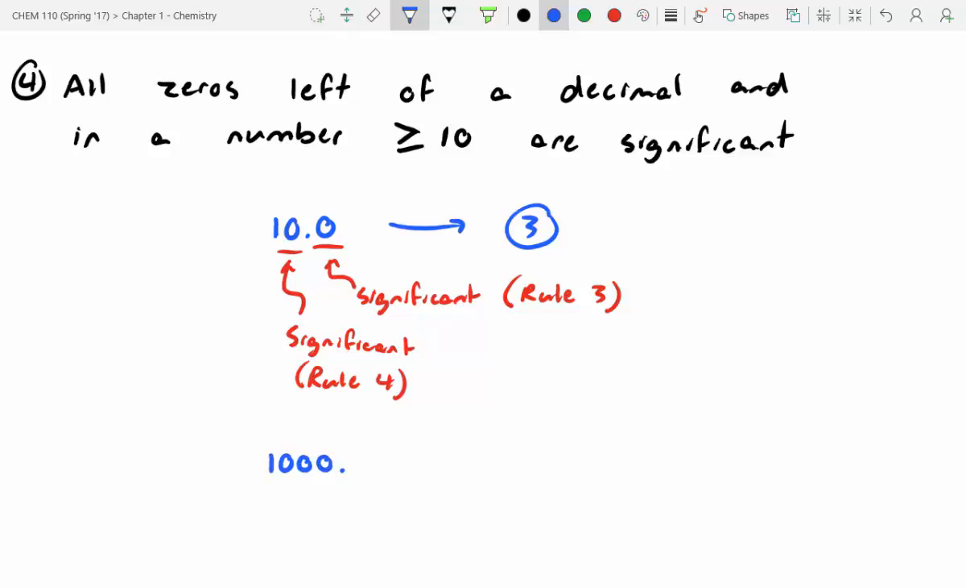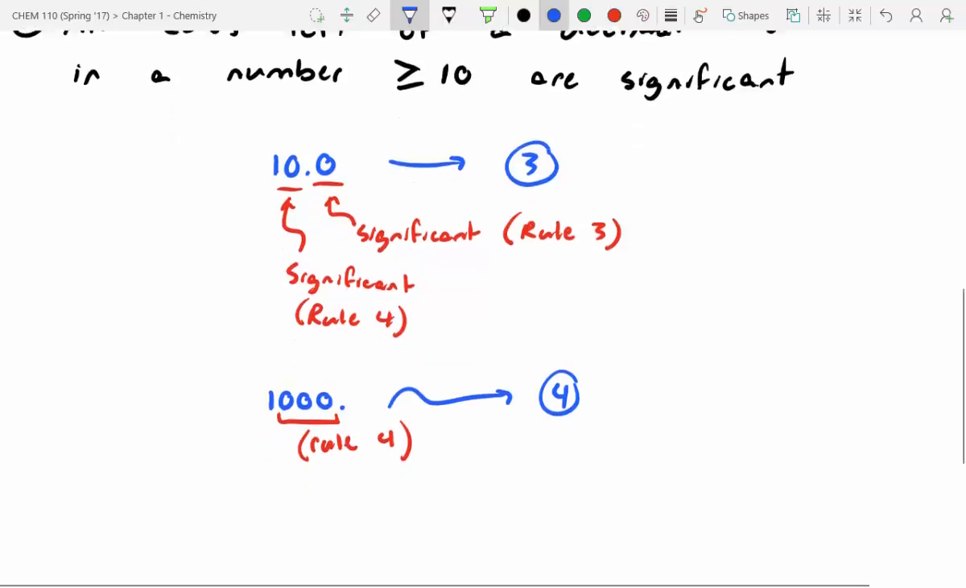So this is 1,000 with a decimal. The decimal in this case actually does matter a lot, whether or not you show it with a decimal or without. So what do you guys think? How many significant digits will this have? We've got zeros to the left of the decimal, right? So they're counted. That means we count all of the digits, including the 0. So we'll say this has 4. And we count these due to Rule 4.